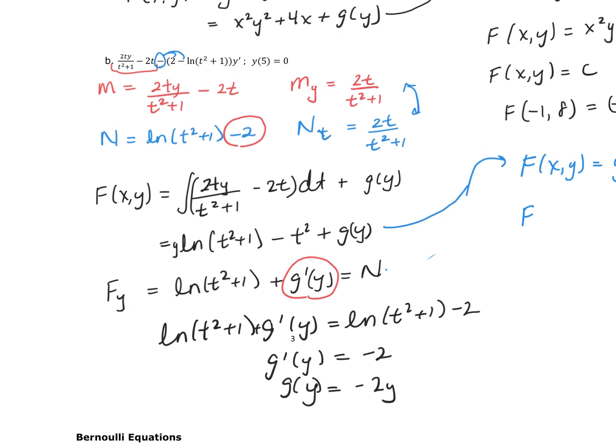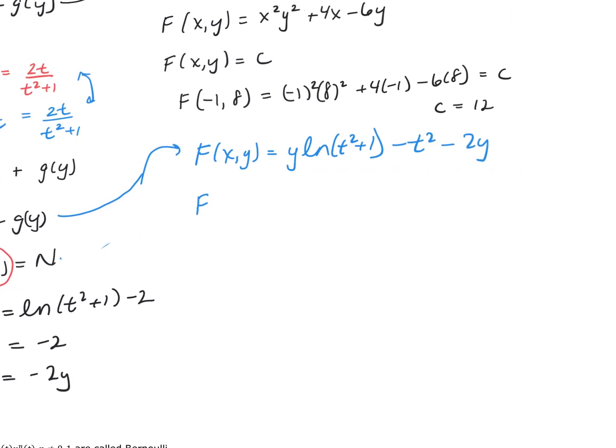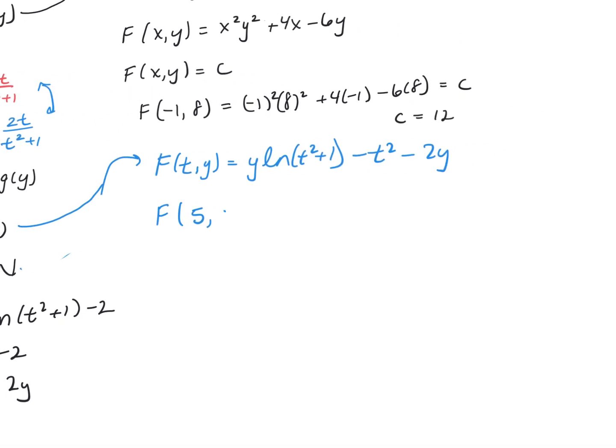Our initial condition is x is 5 and y is, not x. God, I keep wanting to put x there. When t is 5, so let me erase this. When t is 5, this is t, this is t. When t is 5, y will be 0. So I have 0 minus 5 squared minus 2 multiplied by 0 must be equal to c. So my constant must be equal to -25.